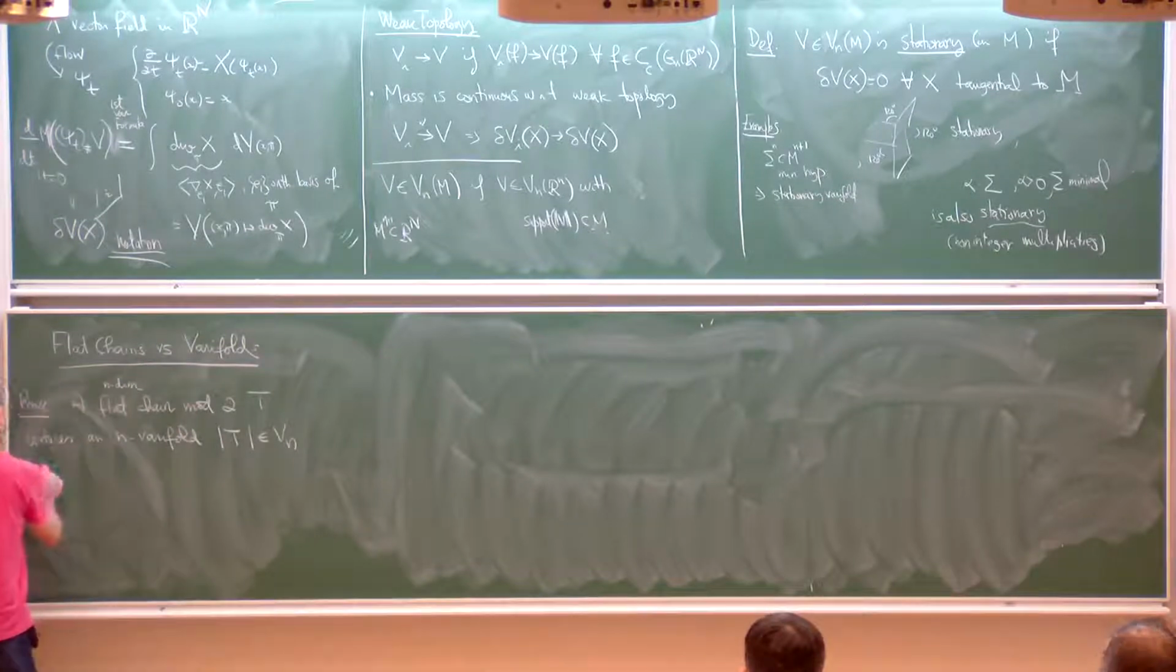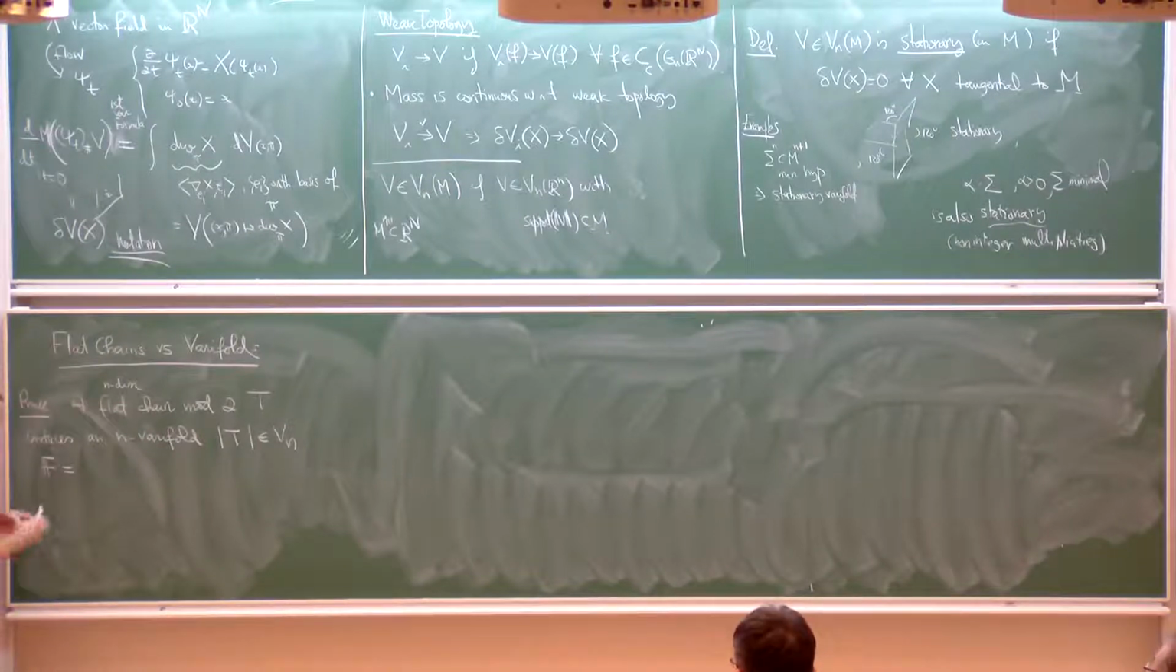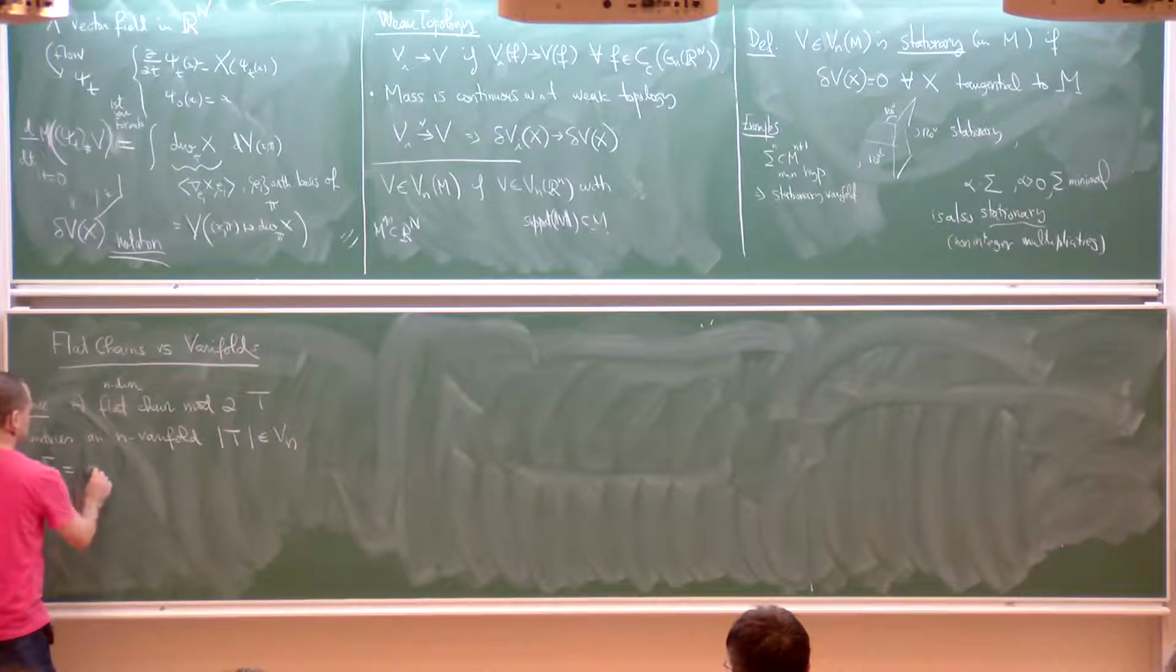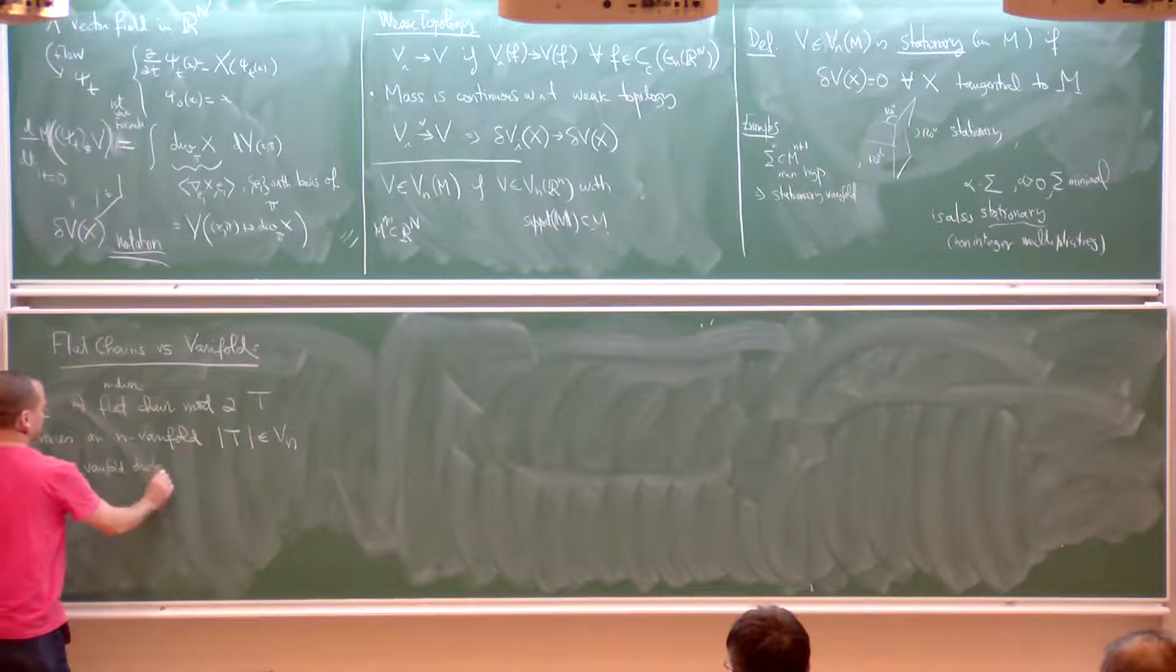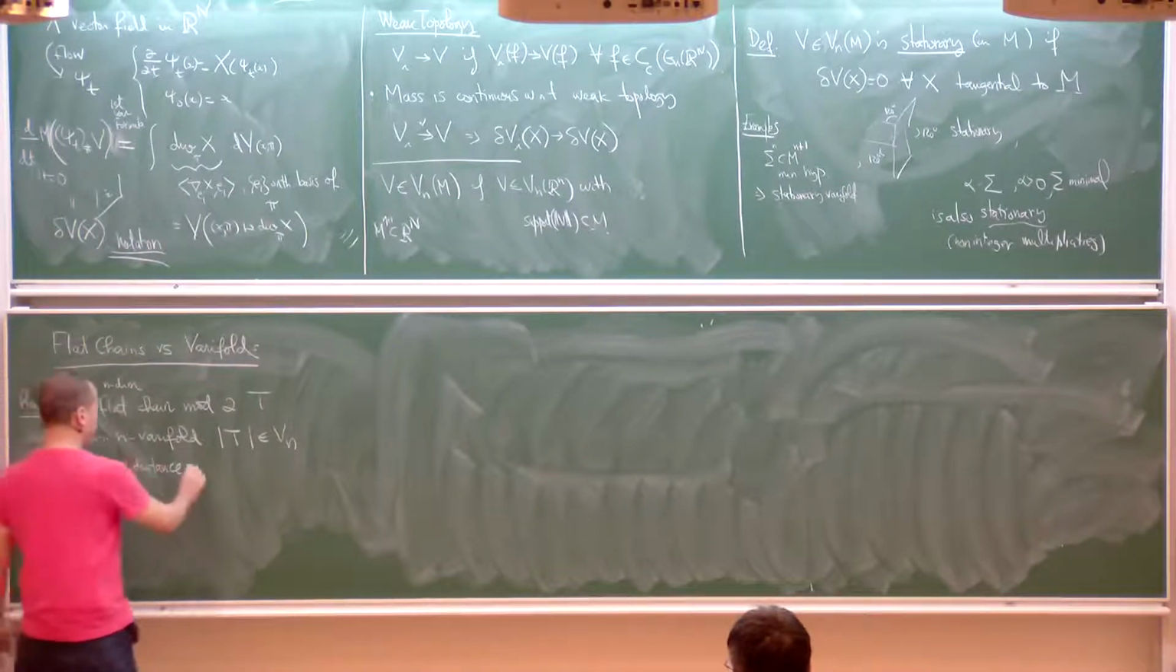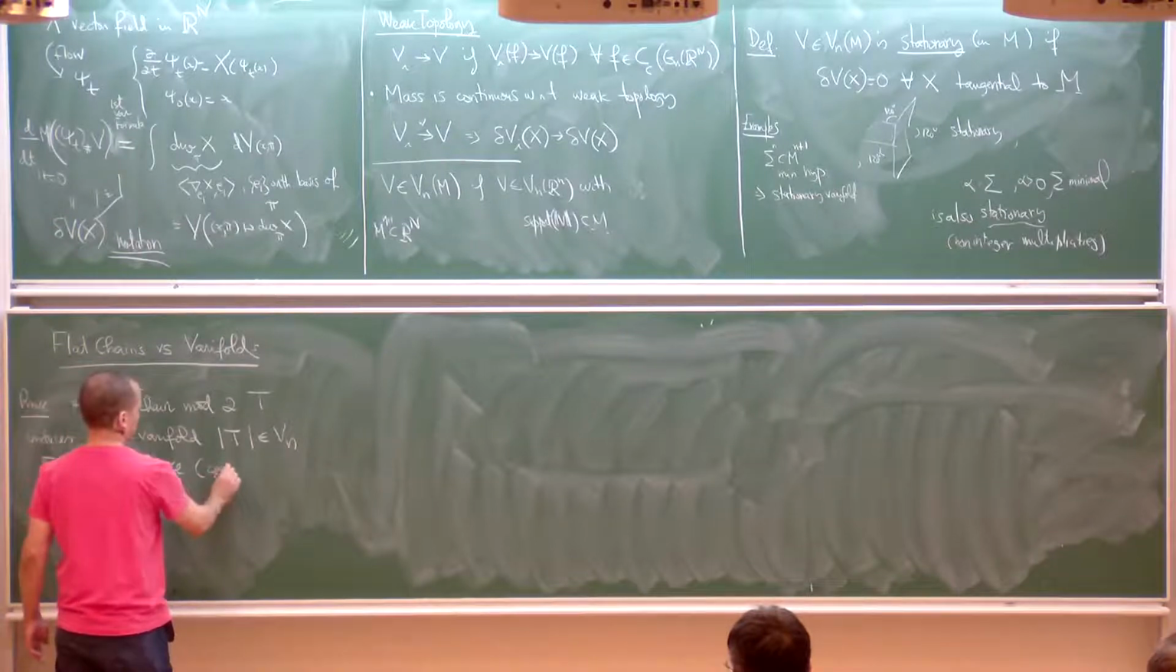The space of measures is metrizable, so you can choose a metric in the sense of metric spaces. So let's call it F. So this is the varifold distance, which is compatible with the weak topology.